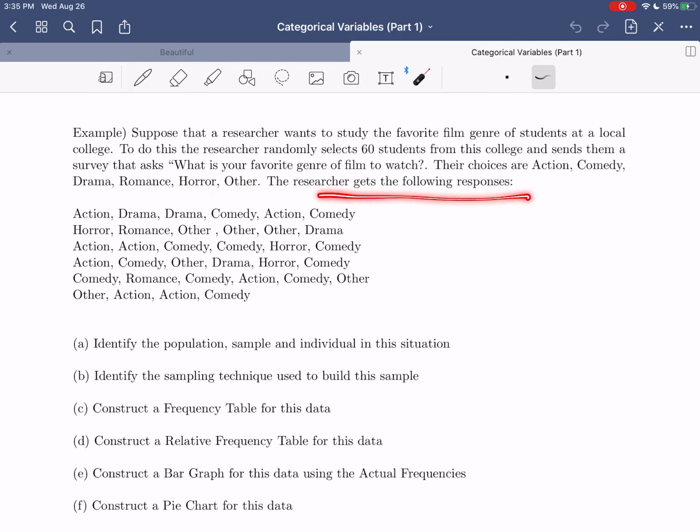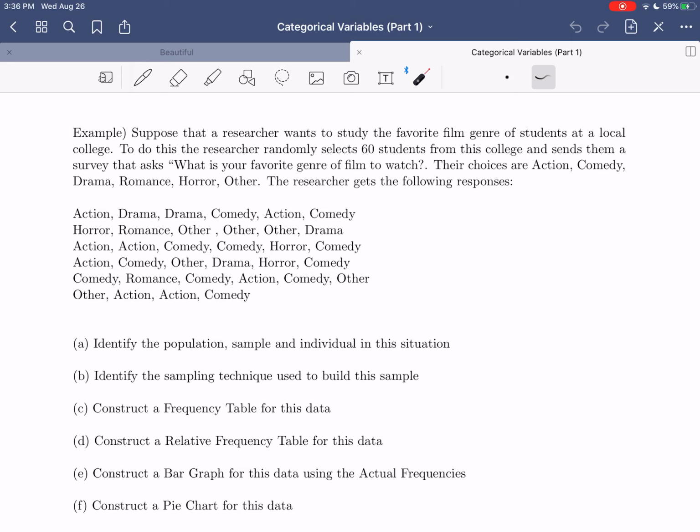The researcher gets the following responses. So you see somebody said action, then drama, then another drama, comedy, action, comedy, horror, romance, other, and so forth. So this is just a pile of raw data here. And you'll see that's why we want to summarize and organize it in some fashion, because when you just look at this, it looks like a big block of words, because that's all it really is. So what are we going to do with this?